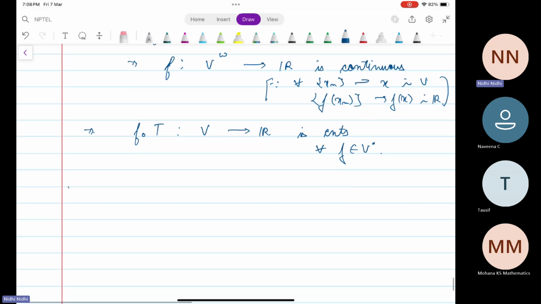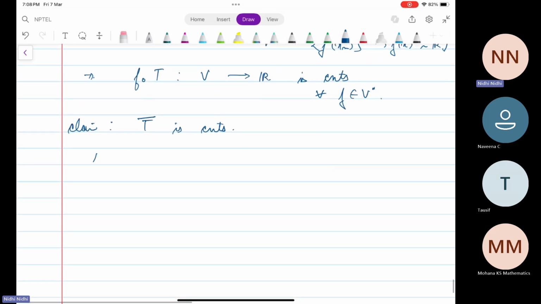Now I claim that T bar is continuous. We'll be mainly using the uniform boundedness principle in order to show this. So we all know that if T is linear and continuous, then it maps bounded sets to bounded sets. So let B be a bounded set in V.